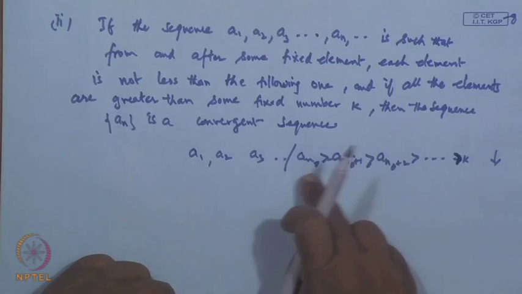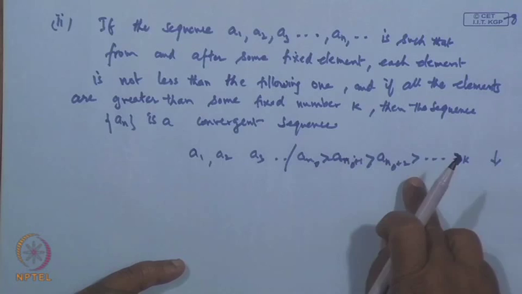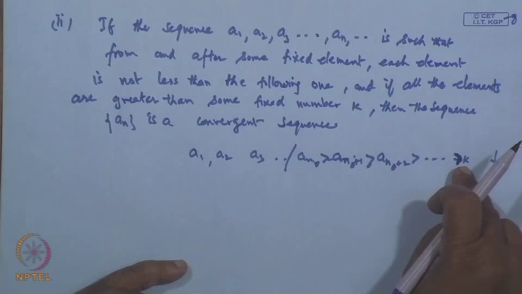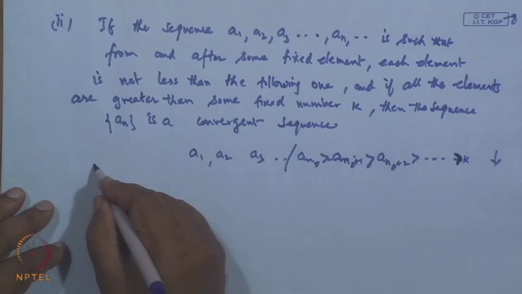Maybe A1 is less than A2, A2 is greater than A3, hardly matters. But after a certain stage, if all the terms follow this criterion, either they are decreasing or increasing. If decreasing, then all these terms should also be greater than k, and if increasing, then all will be bounded by k. Then in both cases, the sequence will be convergent. And the proof follows just as in the previous case.